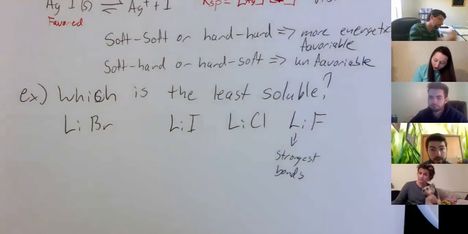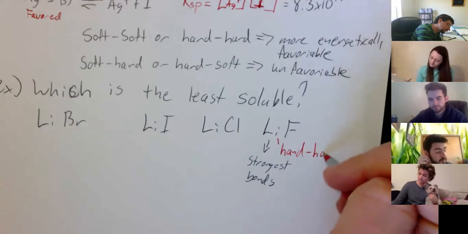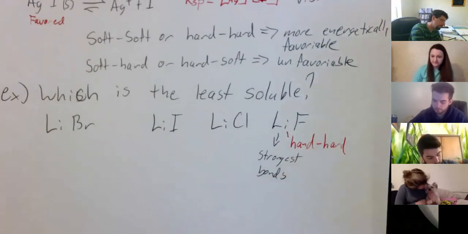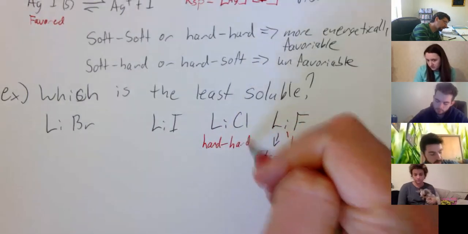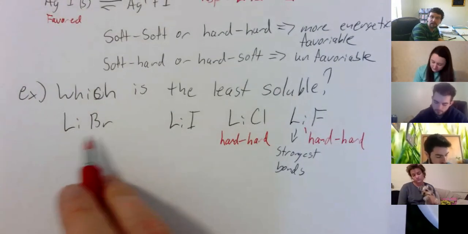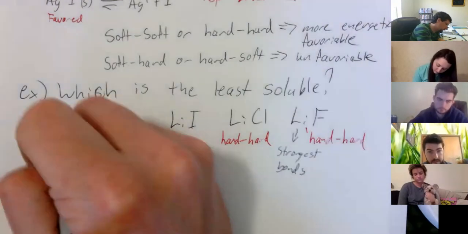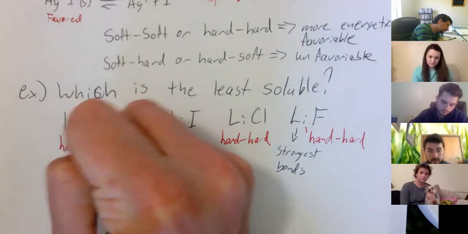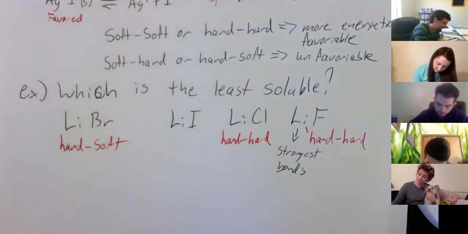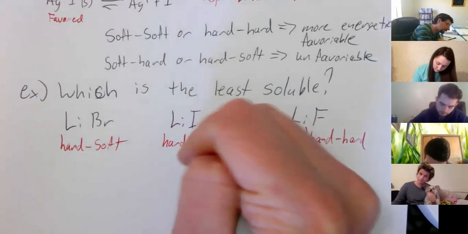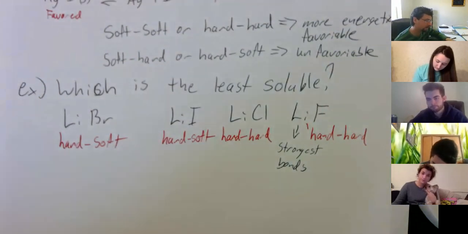It's a hard relationship, with fluorine being the hardest, and the halogens are the most polarizable. This one is also hard, right? Or, what about this guy? Hardest to polarize. That's a hard LiBr, soft. Yep, hard, soft. And this guy, LiI, is also hard, soft, right? Okay, so that one has the strongest bonds.